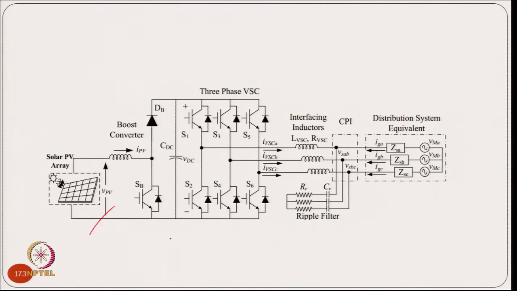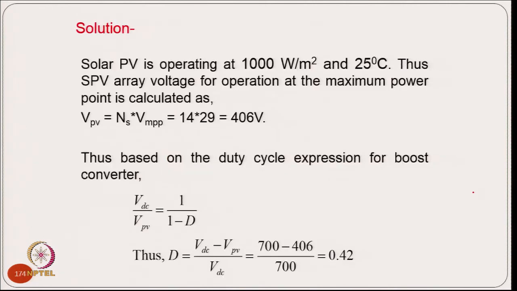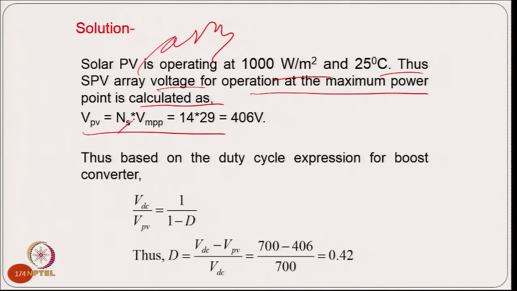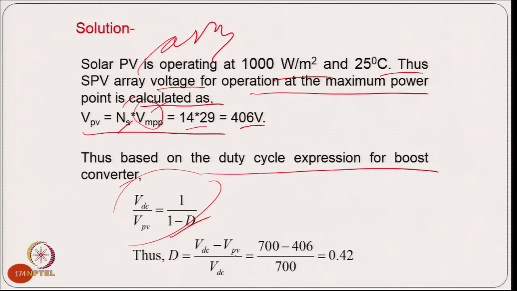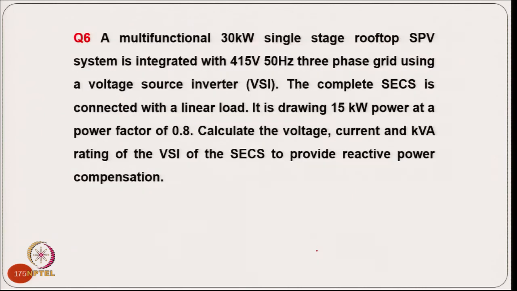This is the typical configuration, where we have a solar PV array with the boost converter, and we have an inverter interfaced to the grid. So, coming to the solution, the solar PV array is operating at 1000 watt per meter square at 25 degrees Celsius, and the solar PV array voltage for operation at the maximum power point is calculated from the number of series modules and the MPPT voltage of one module. So, it comes 406 volt, and now we can find the duty cycle from the relation of this boost converter. The duty cycle is calculated from the DC link voltage and PV array voltage, so it comes 0.42.